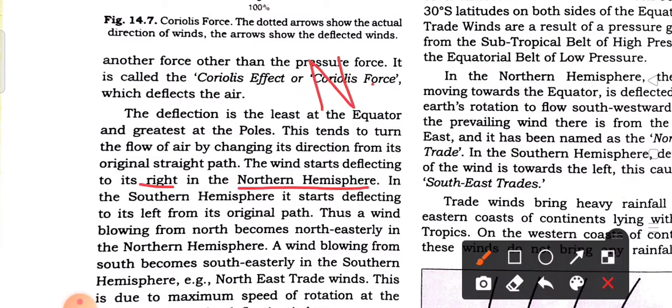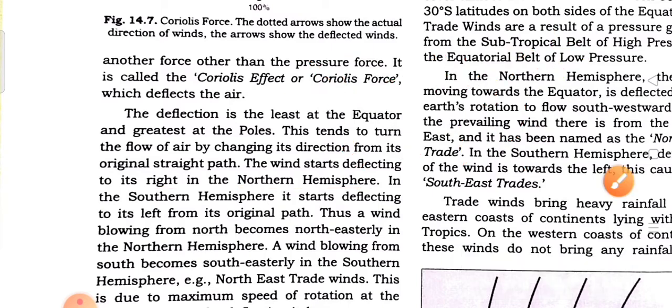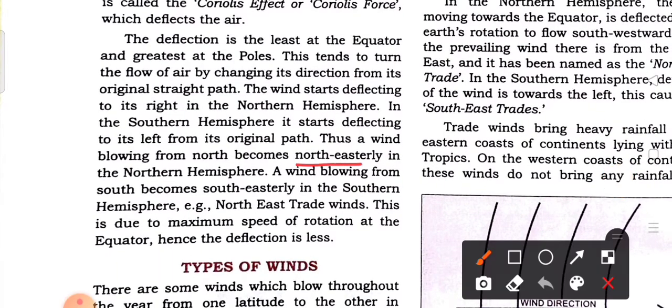So, in the northern hemisphere it deflects to the right, and in the southern hemisphere it is deflected to the left. Thus, the wind blowing from the north becomes northeasterly in the northern hemisphere, and the wind blowing from the south becomes southeasterly in the southern hemisphere.